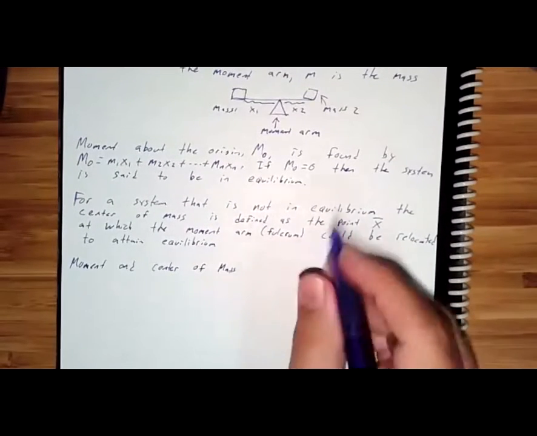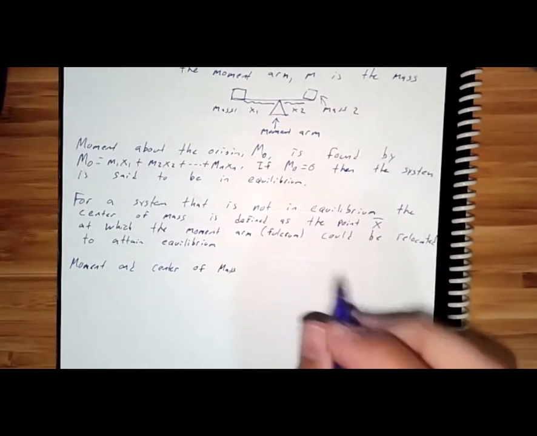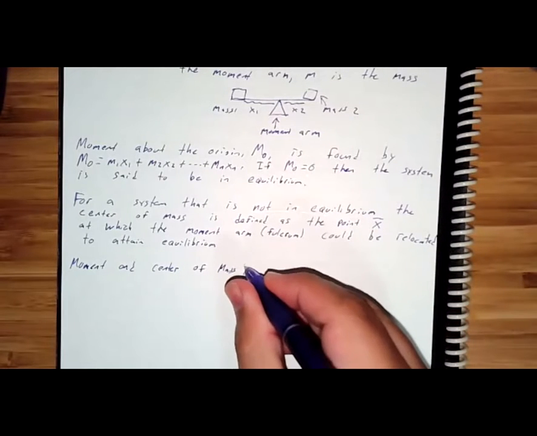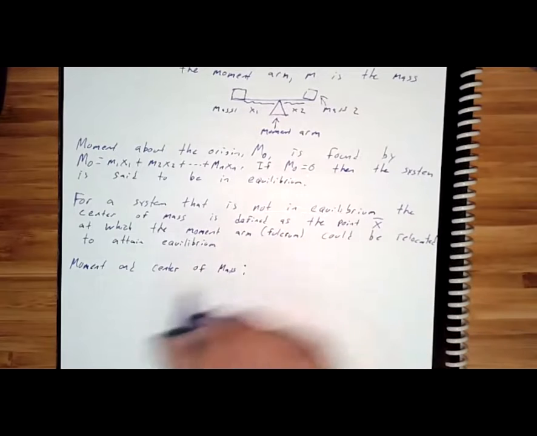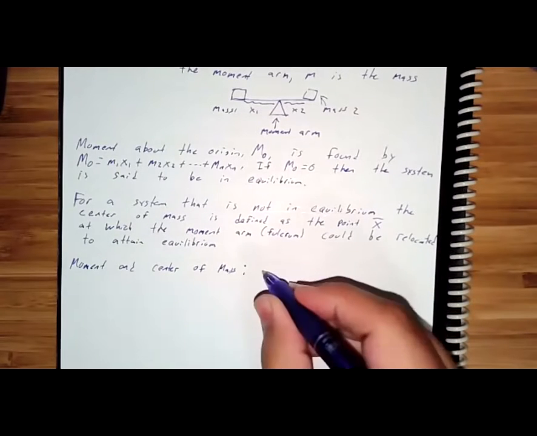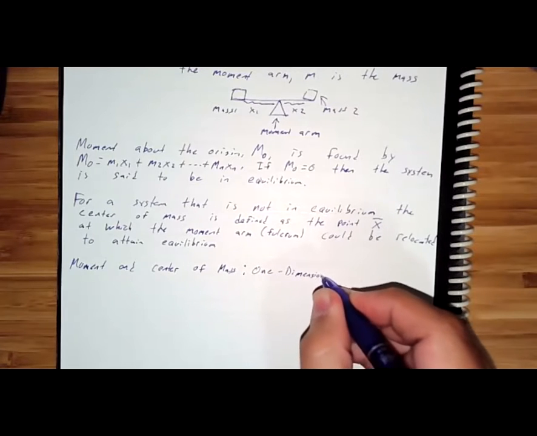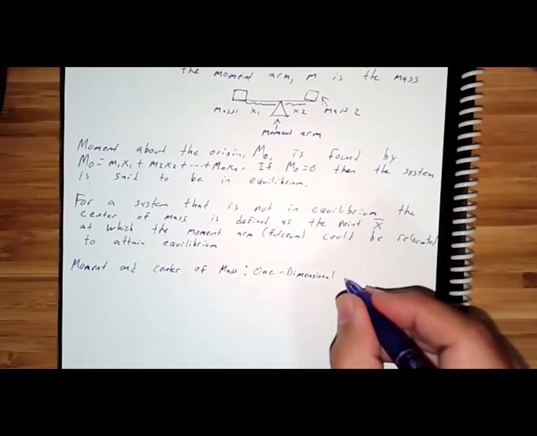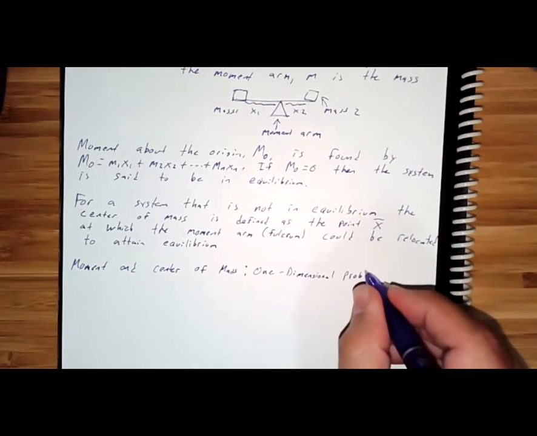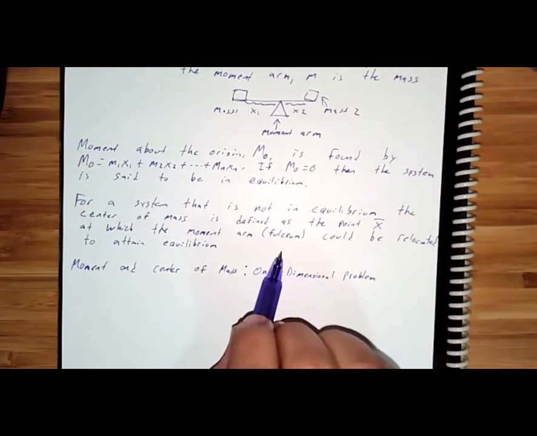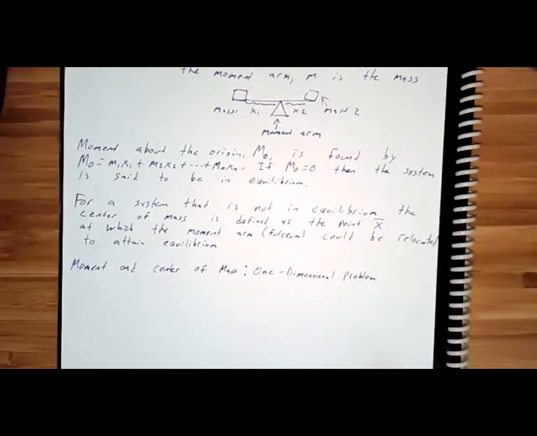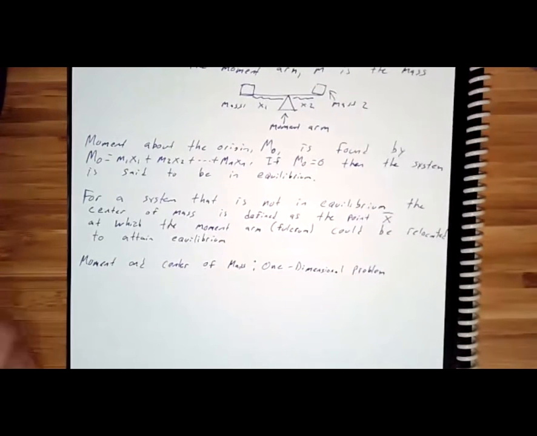So this is for the general theory, but now let's get to a one-dimensional problem and then a two-dimensional. So moment and center of mass for a one-dimensional problem. What is that word in parentheses after the arm? Fulcrum. Yeah, just another word for the moment arm.